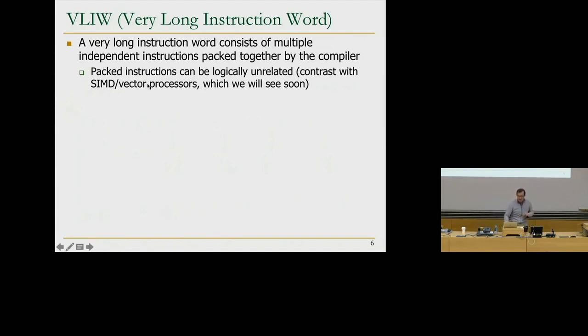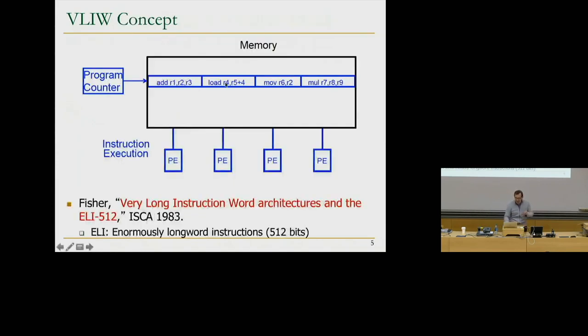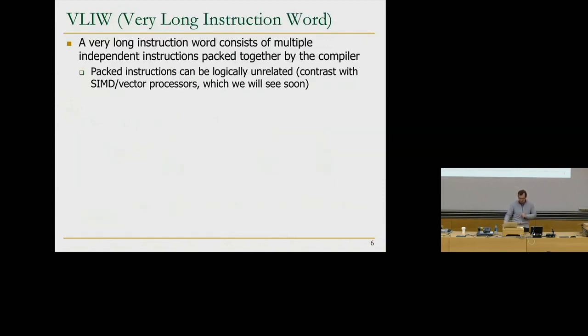In SIMD and vector processors, the difference is basically you can still fetch and execute multiple instructions per cycle, but the instructions need to be exactly the same. So basically, here, if you look, this is add, load, move, multiply. They're completely different, so you can pack them together and execute them. But in SIMD, single instruction, multiple data, you do the add on different data elements. It's the same add instruction on different data elements. You will see this later on. So that's the difference between VLIW and SIMD.